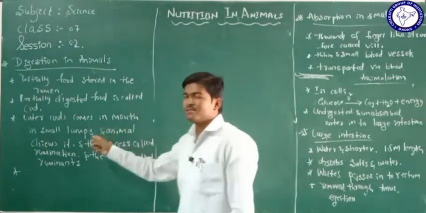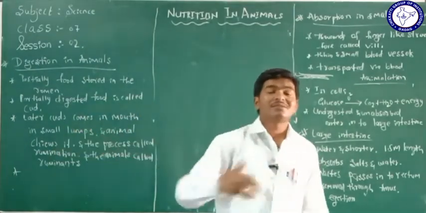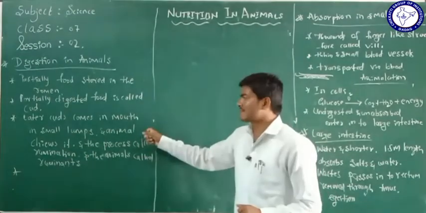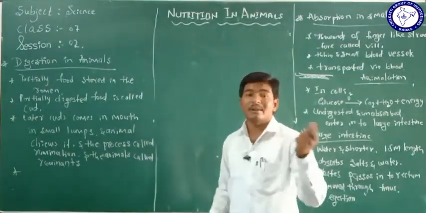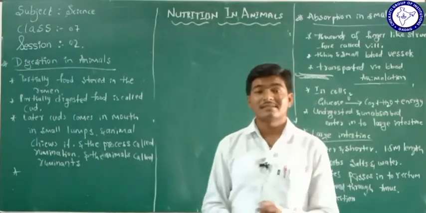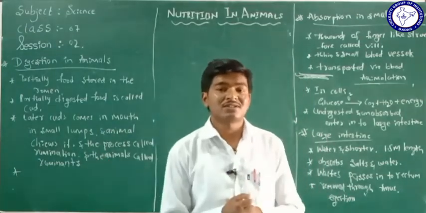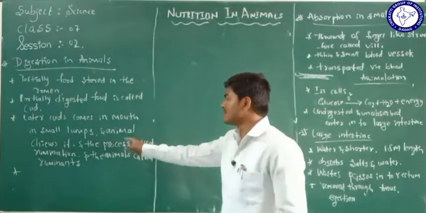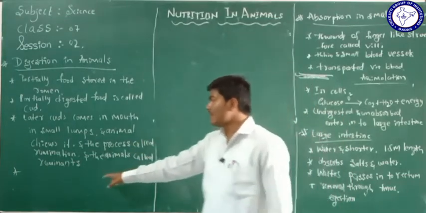And the animals which have the rumen and which have the rumination process are called ruminants. Have you understood? What are ruminants here? The animals which have the special structure called a rumen, and which have the rumination process, those animals are called ruminants.